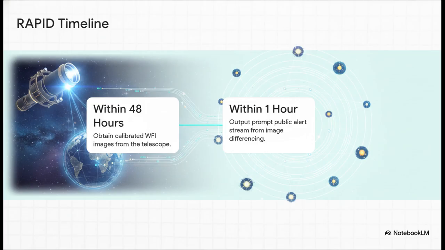Within just 1 hour of receiving those calibrated images, the Rapid pipeline performs image differencing and spits out a prompt public alert stream. So if a star explodes, if an asteroid flies by, if literally anything flickers in the deep dark of space, the community is going to be notified incredibly fast. You are getting instant alerts for transients and variables.